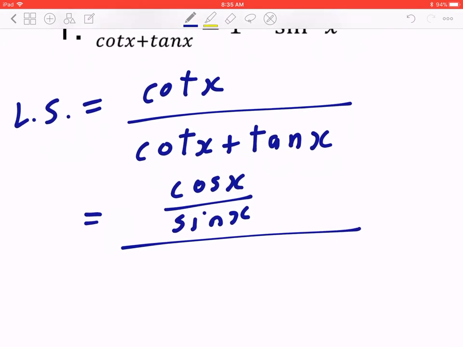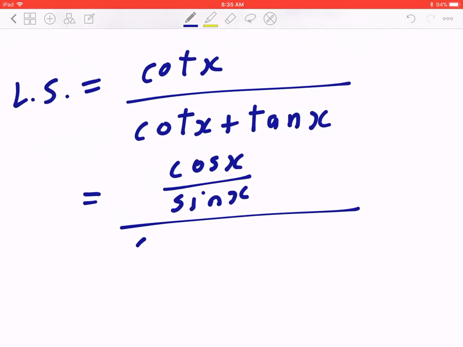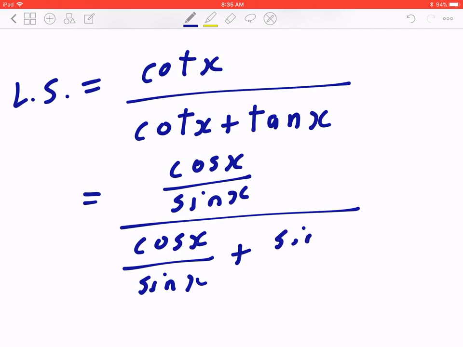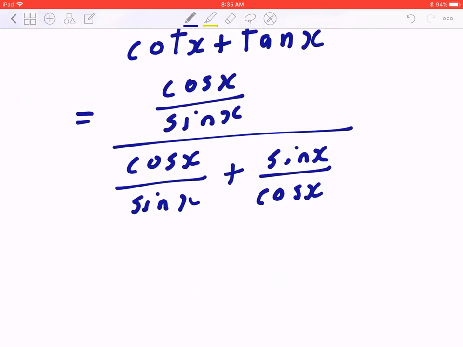So cotangent x becomes cosine x over sine x. Likewise, if you look at the denominator, cosine x over sine x. And of course, tan x is sine x over cosine x. Now it goes to combine them with a common denominator.